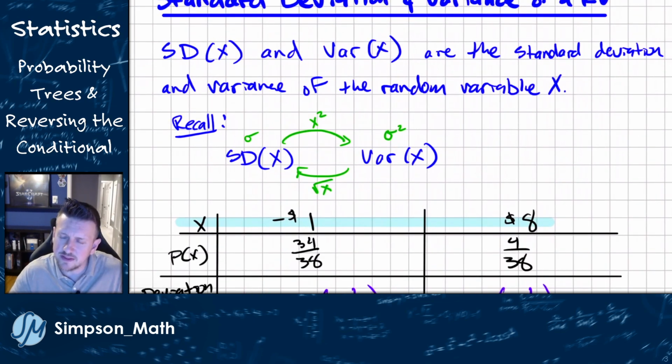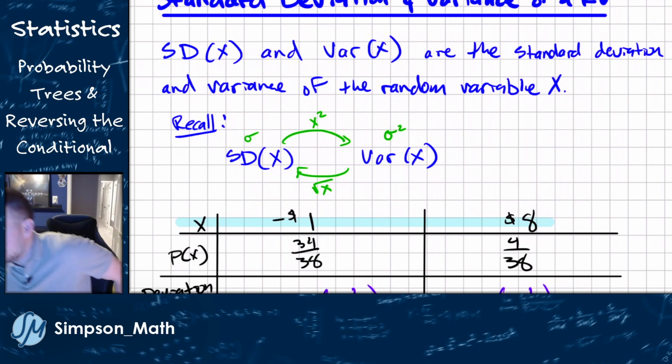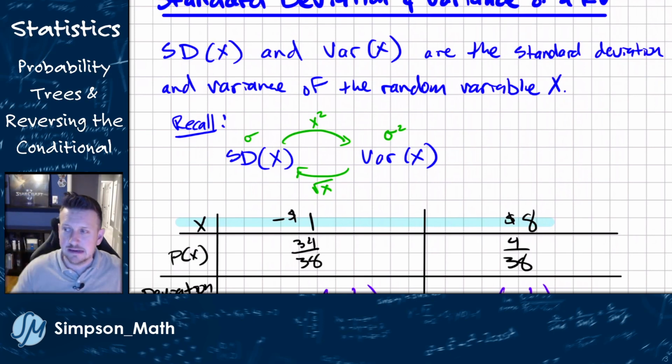So if you remember the standard deviation of a bunch of data, I'm so sorry. All my cups are empty.